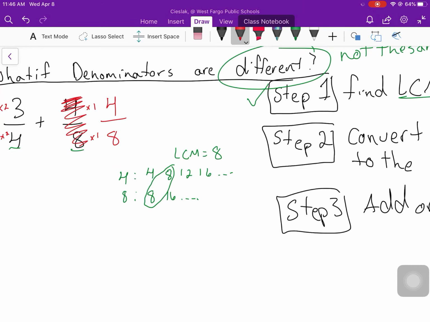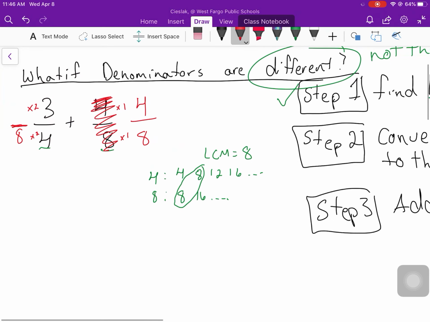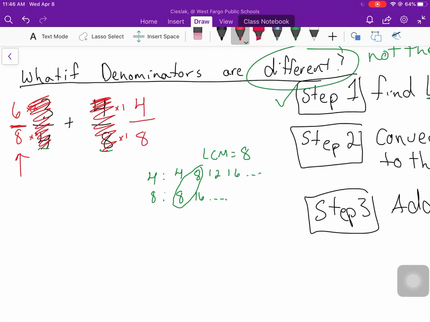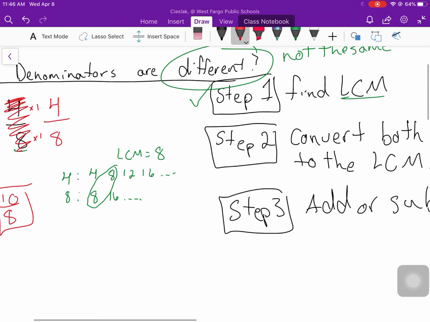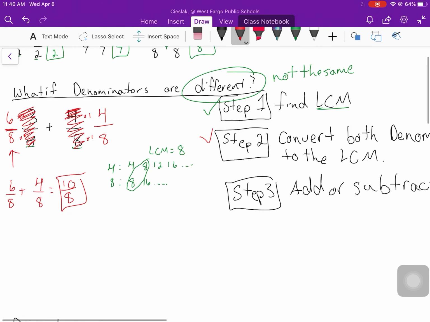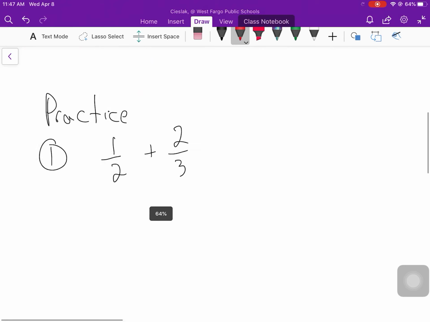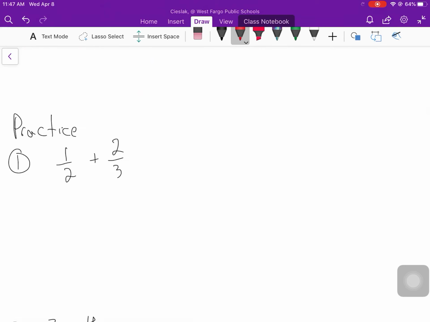So on the top, 4 times 1 is 4, and then I'm going to cross this out, just so I don't get confused, okay? 4 times 2 is 8, so now I do 3 times 2 is 6. And if I cross that out, this is the new problem I have. I have 6 over 8 plus 4 over 8, which now I have common denominators. So I can say that this is equal to 10 over 8. So that was step 2 and 3. Convert them to the LCM. We made both of them 8s. Step 3, add or subtract them.